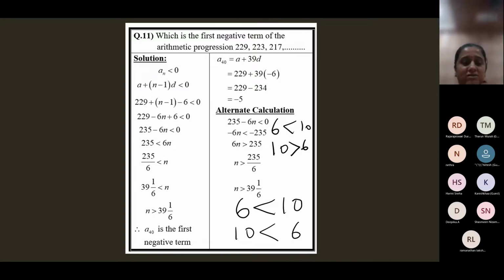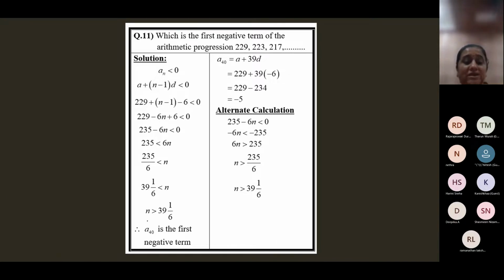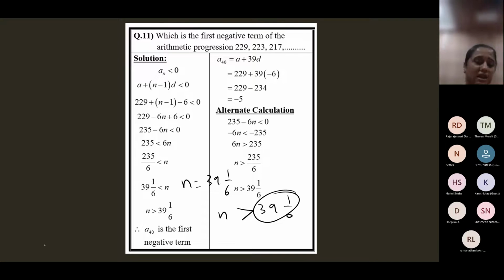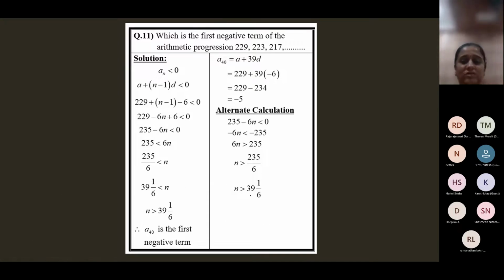So see here, 39 1 by 6 is less than n. Now you want to write n here and 39 1 by 6 here, so reverse the inequality. This less than will become greater than. So n is greater than 39 1 by 6. See, n is not equal to 39 1 by 6. n is greater than 39 1 by 6. Now you cannot say n is not a fraction. n can be a fraction here because you're not getting n equal to 39 1 by 6.